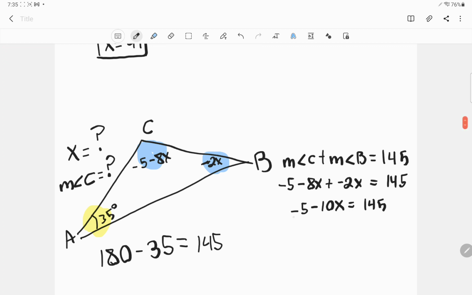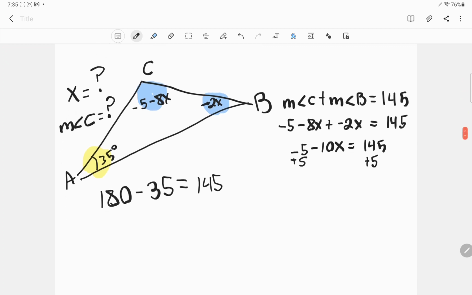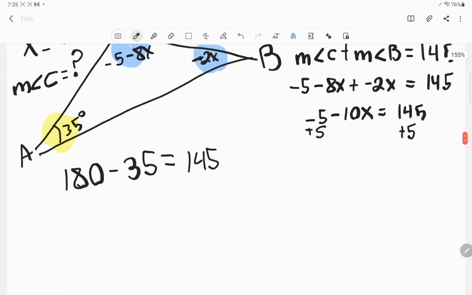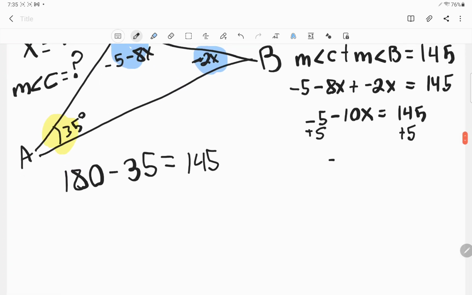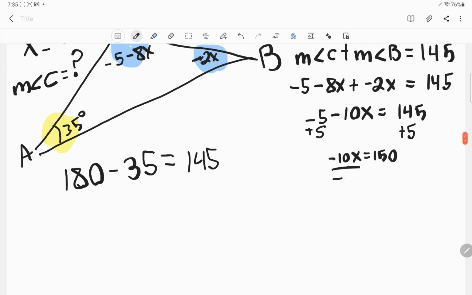Now I'm going to try and solve for x. So I'm going to do plus 5 on both sides. I now have negative 10x is equal to 150. I'm going to divide by negative 10 on both sides. I'm going to get x is equal to 15. Oh, wait, negative 15, right? Because I'm dividing by a negative. So I'm going to have x is equal to negative 15.